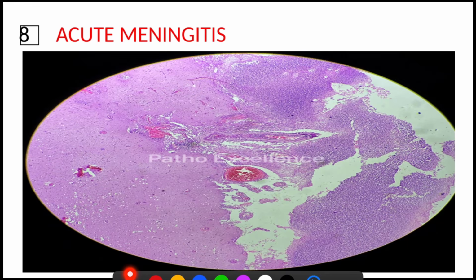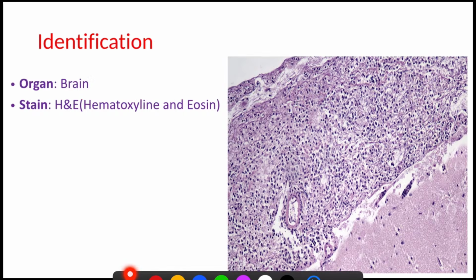As you know, there are 3 layers: the outer is dura, then arachnoid and pia mater. So this is pia mater. Here it is arachnoid, and the outer layer, dura, is not visible. So this is the subarachnoid space: the space between the arachnoid mater and pia mater is called subarachnoid. And here, because of inflammation, there are changes of acute meningitis.